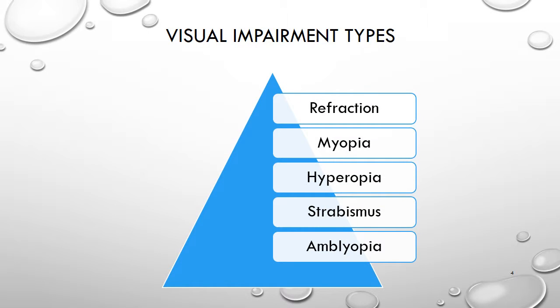So for visual impairment types, we have refraction, that's bending of light rays through the lens of the eye. We have myopia, that's light rays fall in front of the retina, causing nearsightedness. And then we have hyperopia, and that's light rays fall beyond the retina and causes farsightedness. Plus we have strabismus and amblyopia, which we'll discuss further.